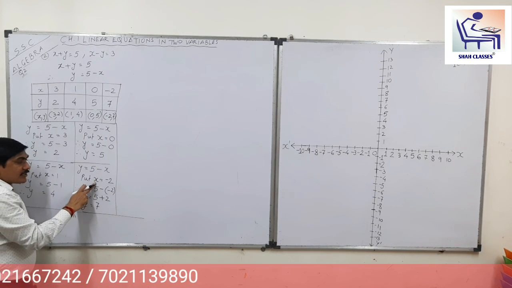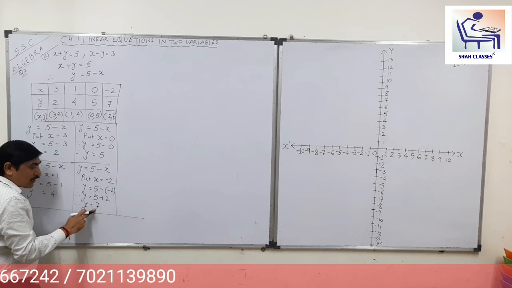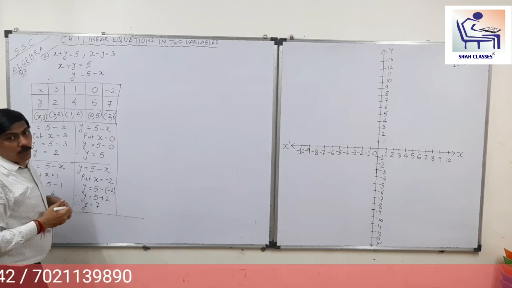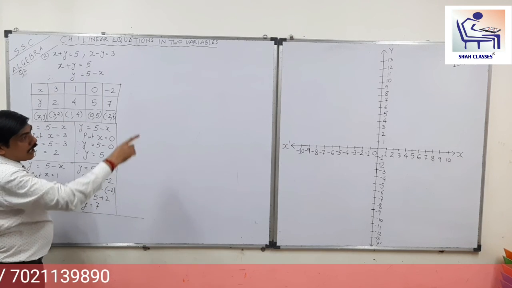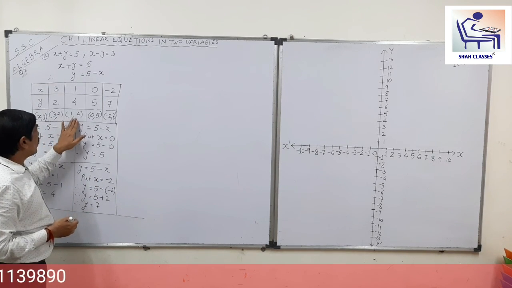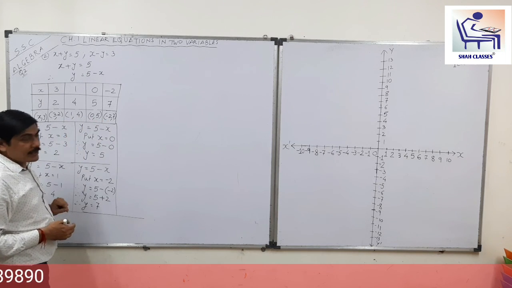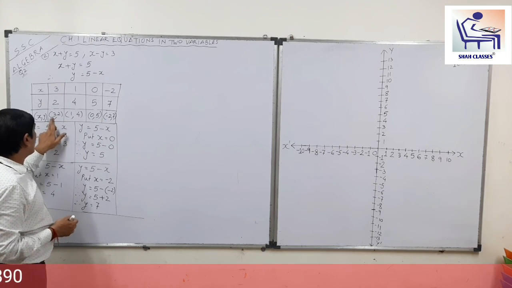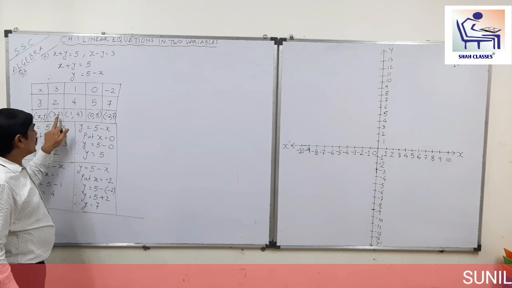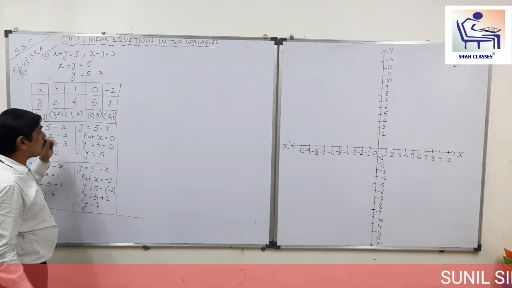So when we took x is equal to minus 2, what value of y did we get? 7. Now we have to plot these four points on the graph paper. So remember 3, 2, 1, 4, 0, 5, minus 2 and 7. This is your x coordinate, so you have to see on the x axis. This is your y coordinate, so you have to see on the y axis and you have to plot the point.